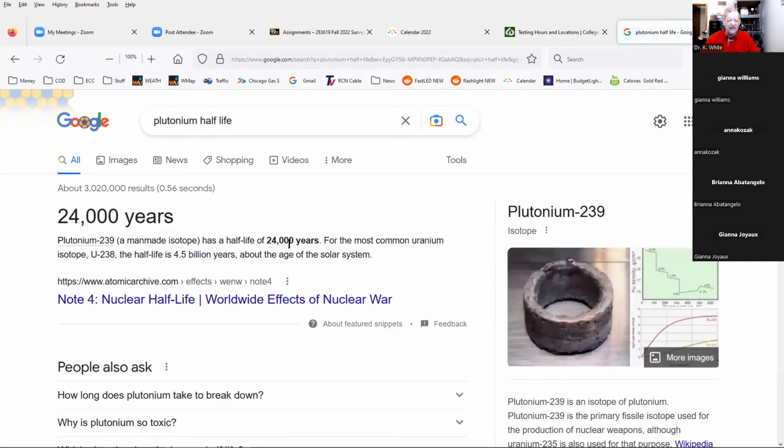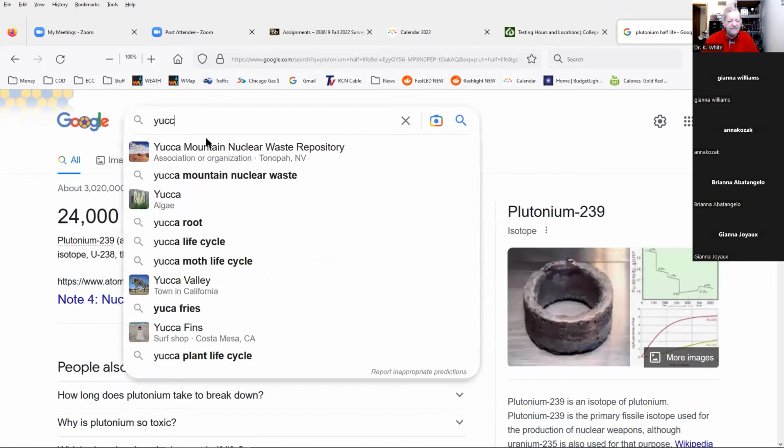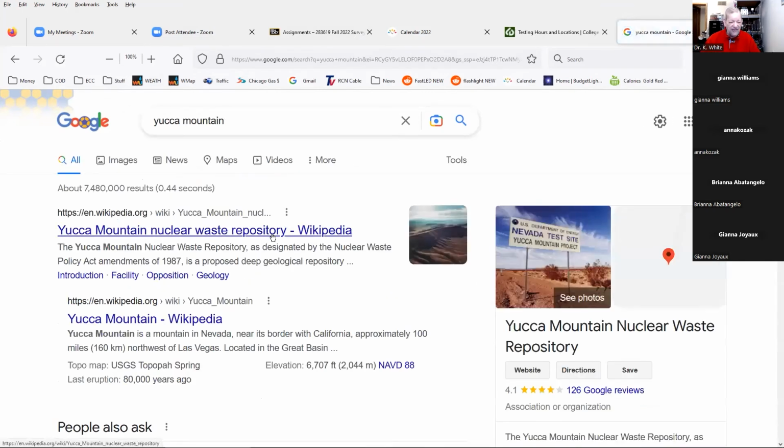And let's look at plutonium. Now, I don't know where they use plutonium. It's got a half-life pretty short, 24,000 years. If you have 100 tons of plutonium, you've got to wait 24,000 years for it to be half of that. And that's the problem with nuclear energy. And so what can you do with that?